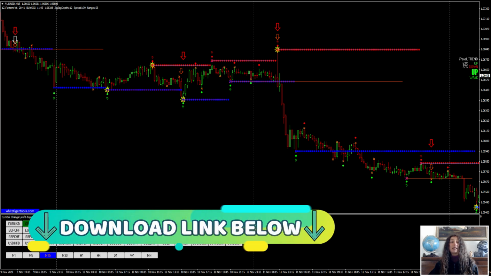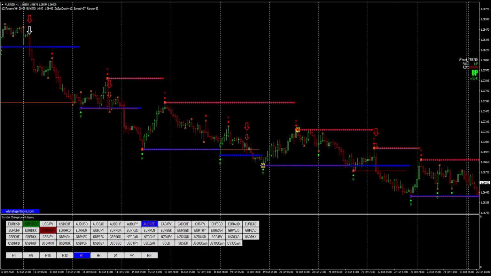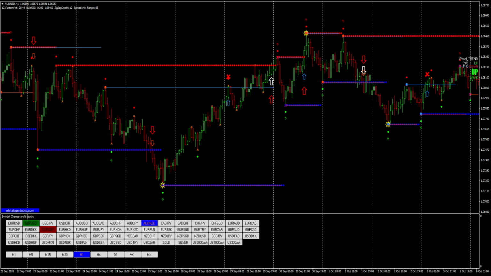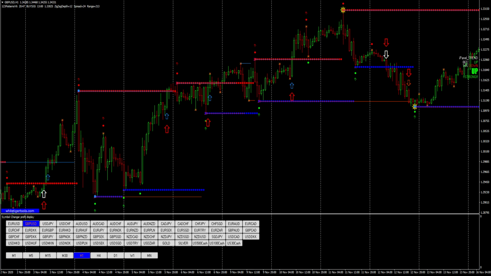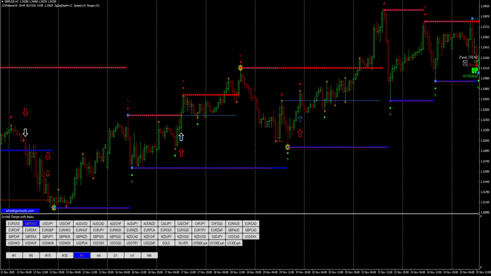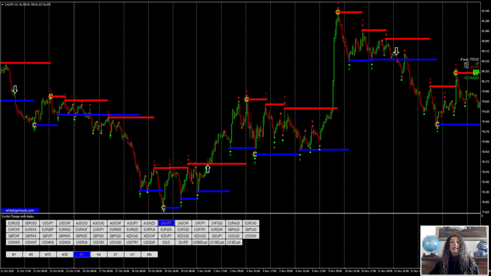Examples of trades. Examples of trades only with the first arrow.